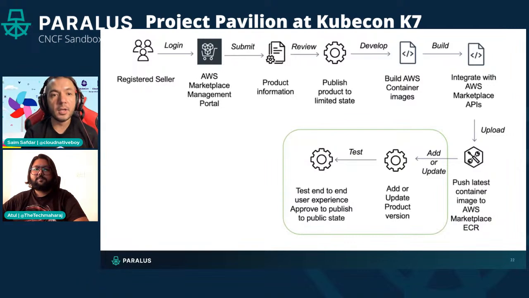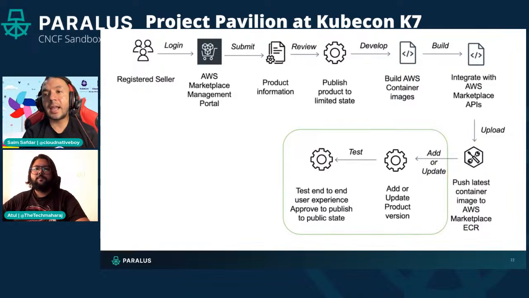When you log in as a registered seller, you go to the AWS marketplace management portal, and then you submit product information. The AWS team reviews it and publishes to limited state, and then you add your container images. In our case we have 6 or 7 images regarding Kratos, Sentry, and a bunch of others that Atul spoke about. We had a conversation around how the Paralus internal common components work way back in March. You can watch those conversations on the same YouTube channel as well. Then you integrate with the AWS Marketplace API, and push the latest container images. Then you add your product version, and then your user experience version, how the product looks.